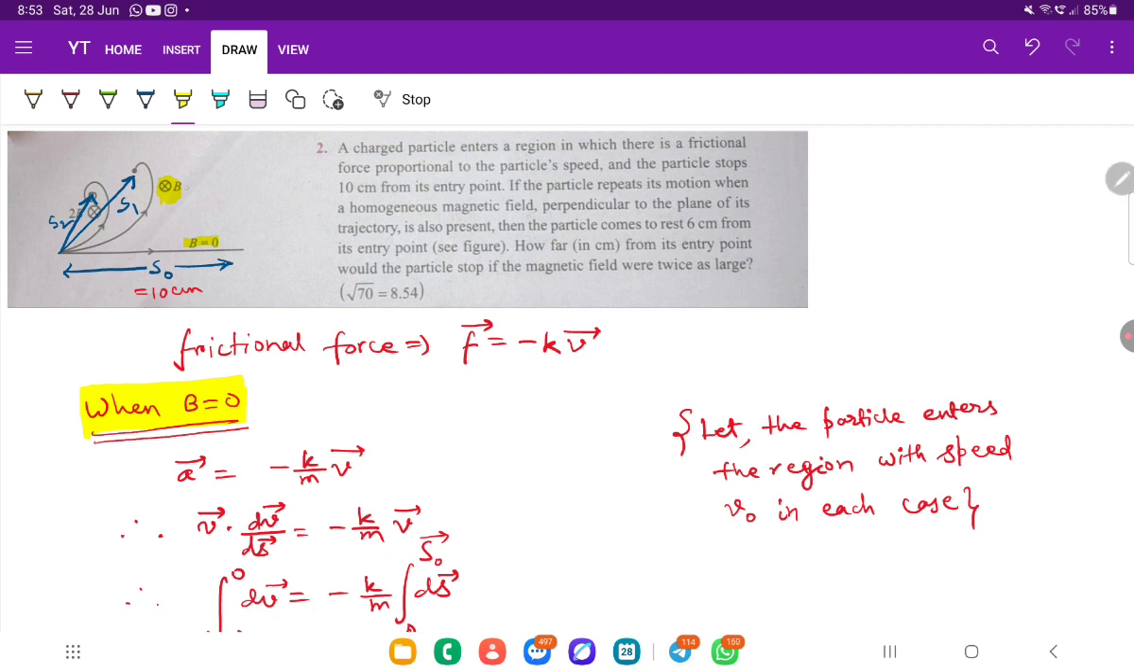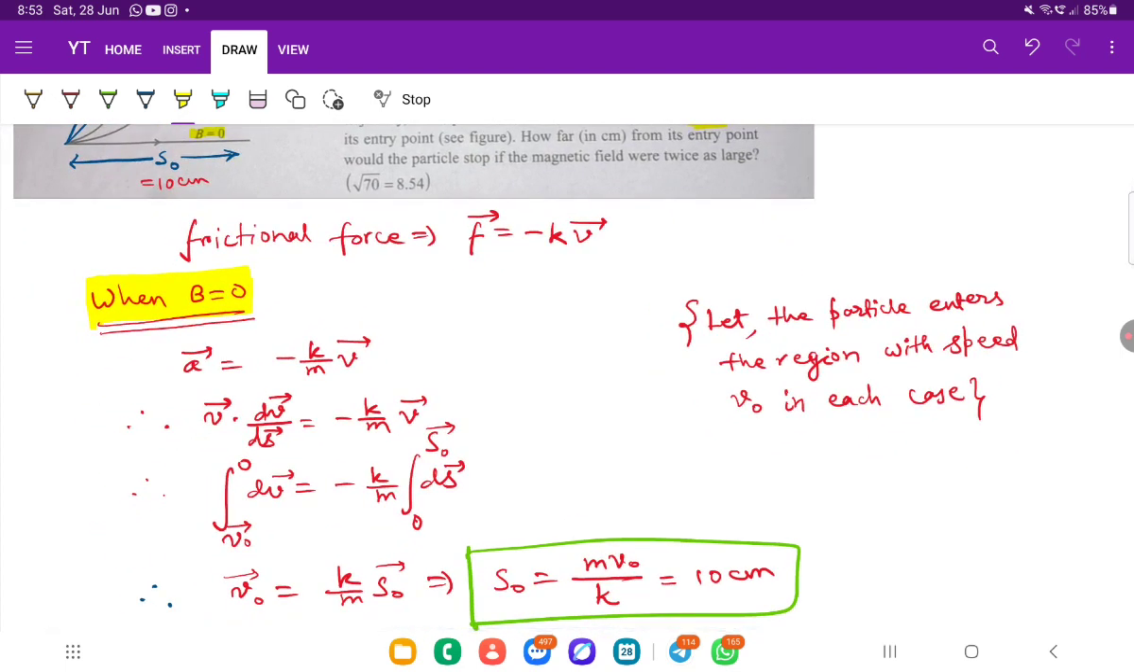In one case the magnetic field is B, and in another case the magnetic field is 2B. In the first case, when the magnetic field is B, the displacement from the entry point is 6 centimeters, and when there was no magnetic field, the displacement was 10 centimeters. We are supposed to find the displacement of the particle when there is a magnetic field of 2B.